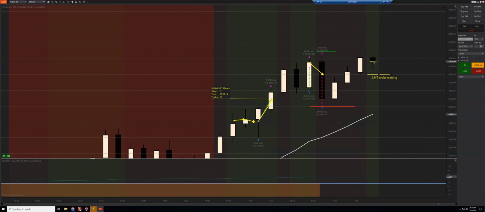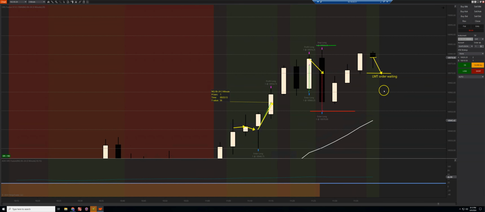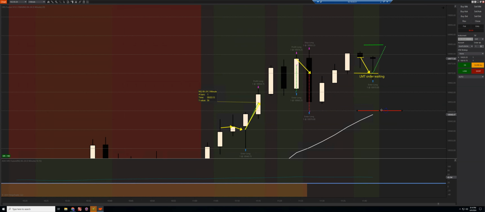Candle closed here, so that means we're looking for a pullback here. If the candle would have closed up here in this window, then we would have been looking for a pullback to this line, but the candle closed there. So let's see if we get filled. Limit order is waiting. Our target would be placed up here if this thing gets filled, and our stop's going to be 2 deviations back.